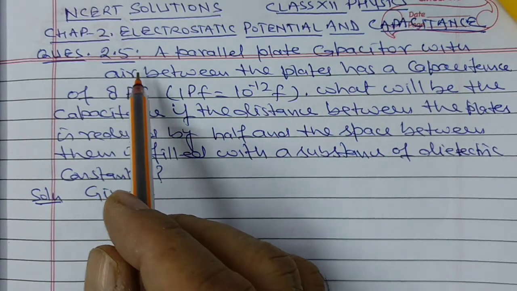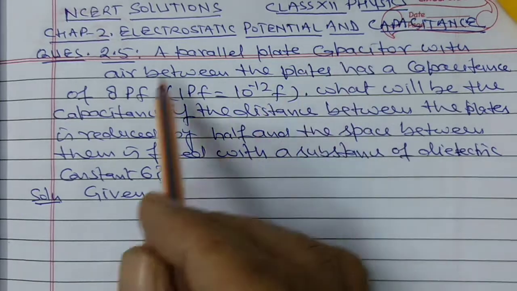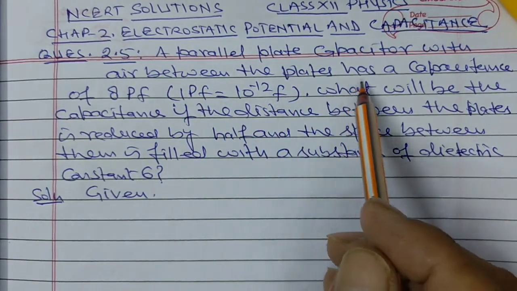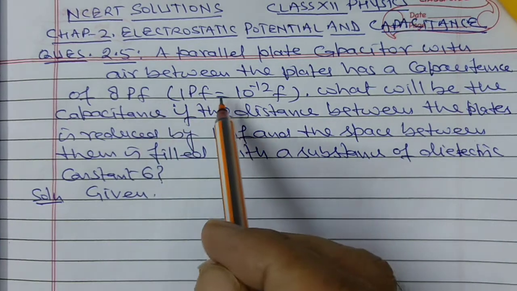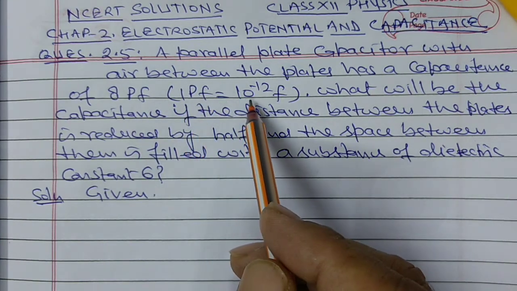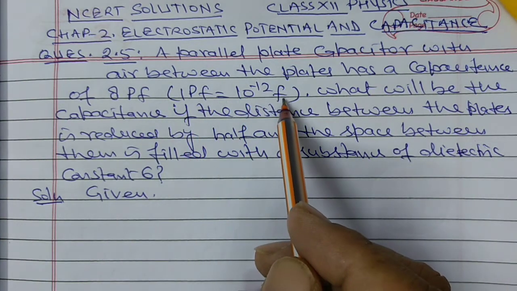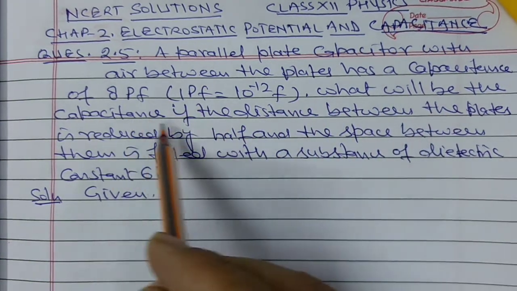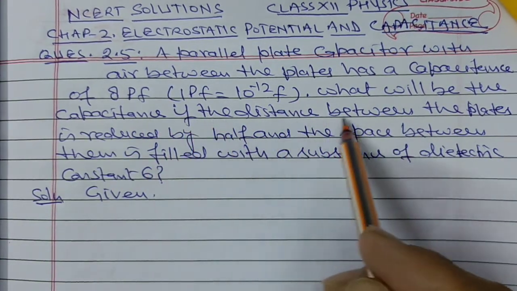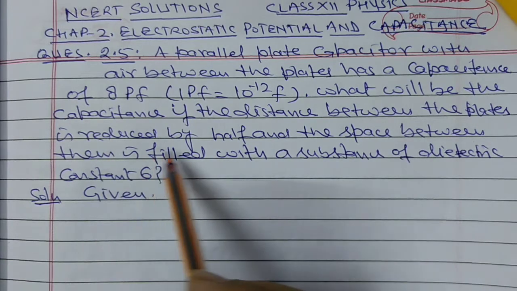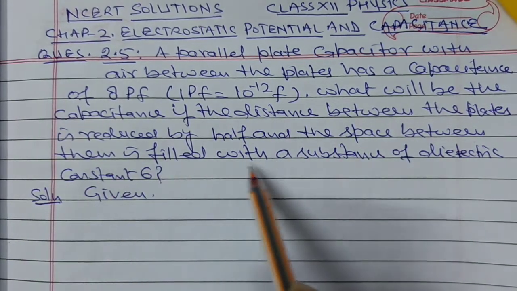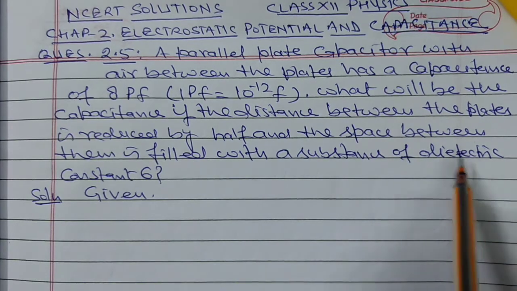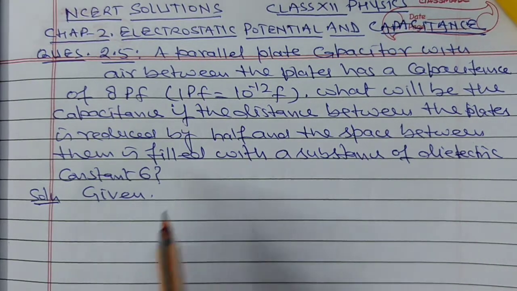Question number 5. A parallel plate capacitor with air between the plates has a capacitance of 8 picofarad. Given that 1 picofarad is equal to 10 to the power minus 12 farad. What will be the capacitance if the distance between the plates is reduced by half and the space between them is filled with a substance of dielectric constant 6.